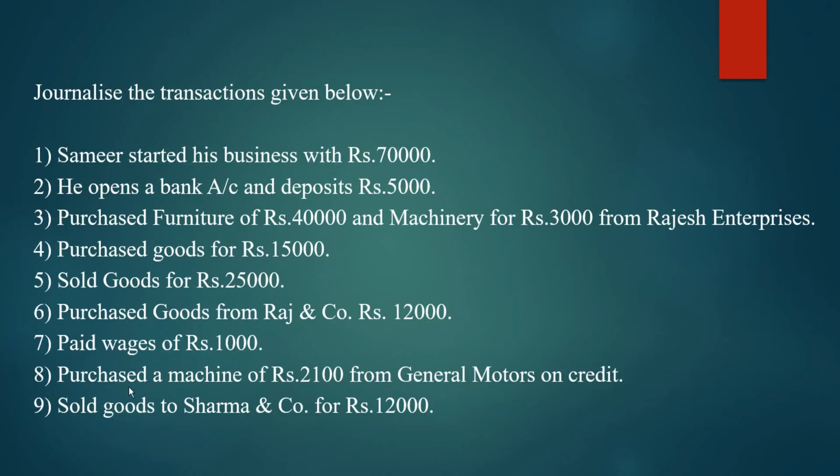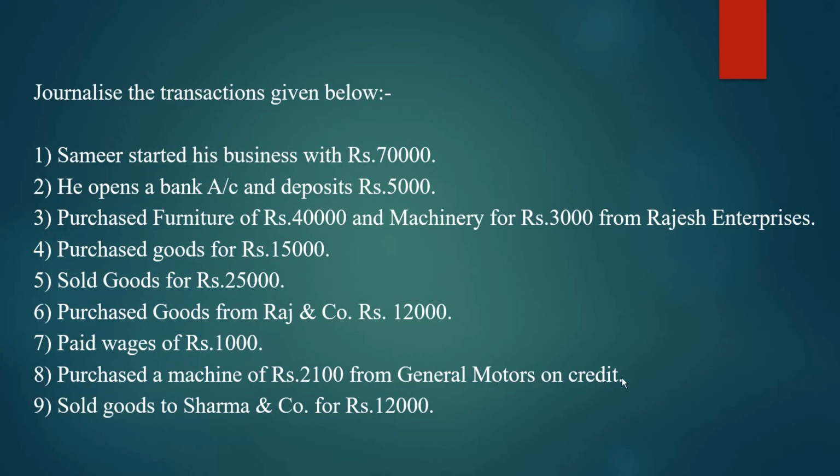Now the next transaction, purchased a machine of ₹2,100 from General Motors on credit. It is purchase of fixed asset and it is on credit basis. It has to be recorded only in journal voucher. Please don't record this particular transaction in purchase voucher because it is of purchase of fixed asset. In this particular case, debit will be machinery and credit will be General Motors.